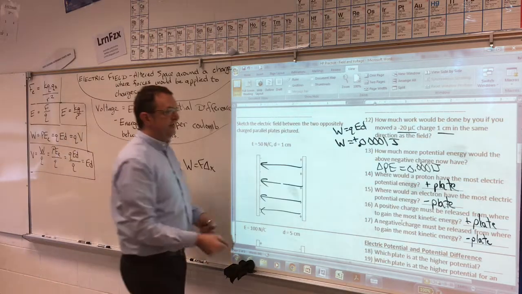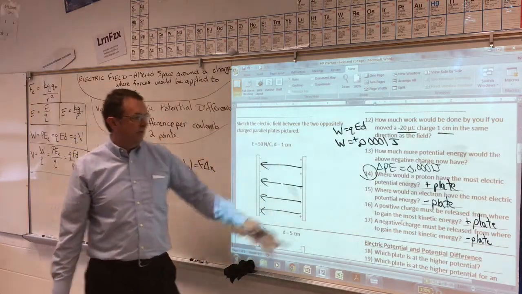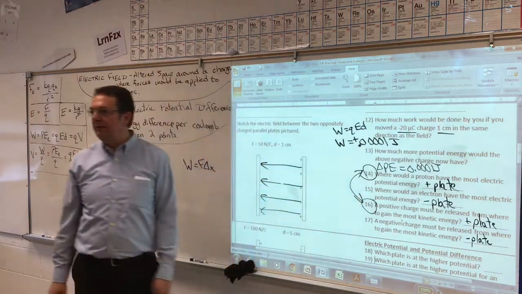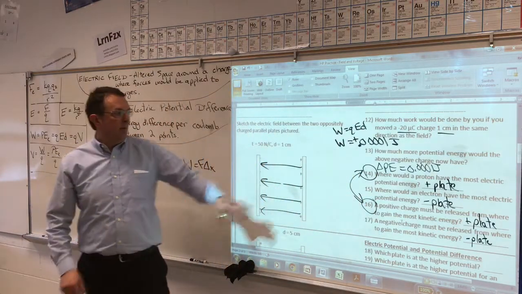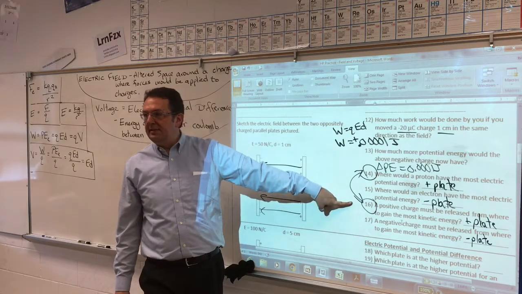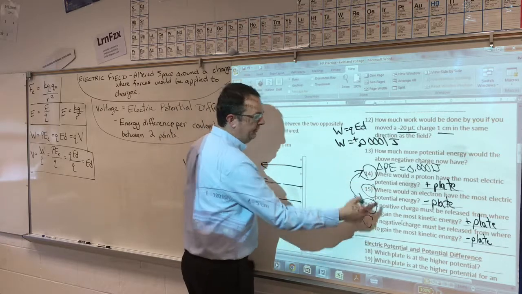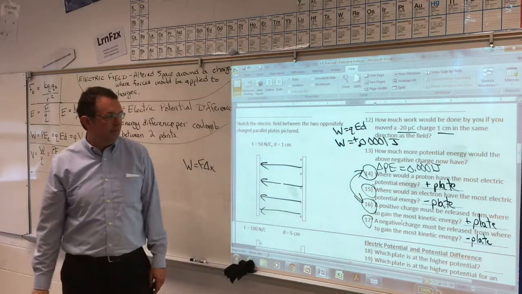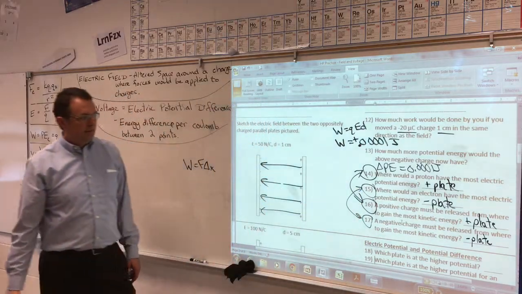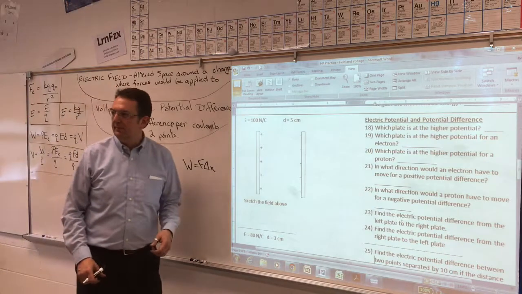And 2 questions are linked here. Where would a proton have the most electric potential energy? From the positive plate. A positive charge must be released. Those 2 are basically the same question. Where would it have the most electric potential energy? And where would you release it to get the most kinetic? Same thing. And where would the electron have the most electric potential energy? And where can you release it to get the most kinetic? Same answer.